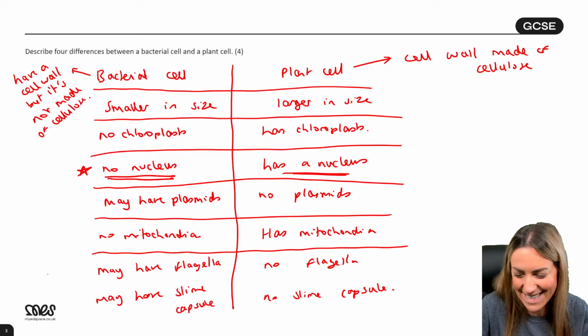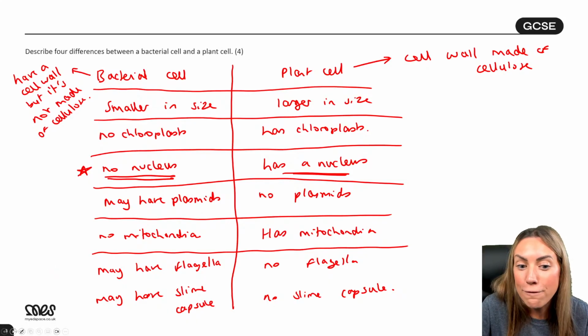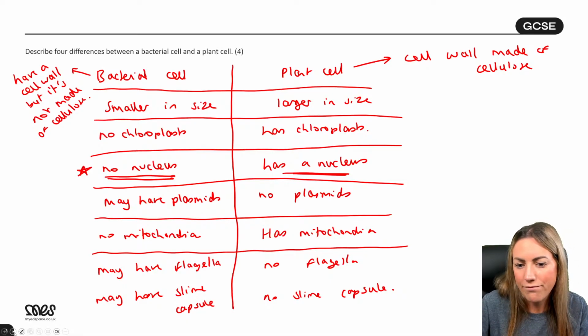What is chitin? Chitin is fungal cell walls. Fungal cell walls are made of chitin. Could you talk about pili? Again, you'd have to say, Ayush, that bacterial cells may have pili, plant cells don't, because not all bacterial cells have pili. Tanisha, chitin is what fungal cell walls are made from.